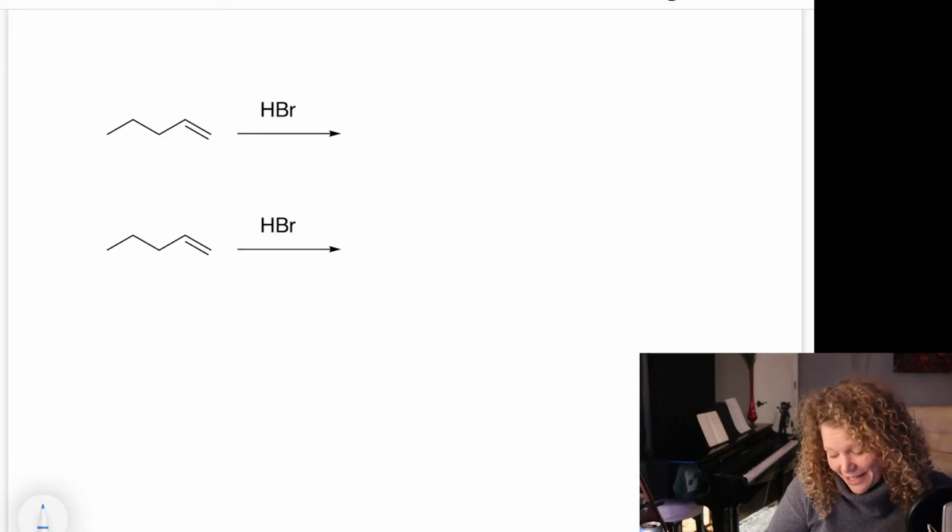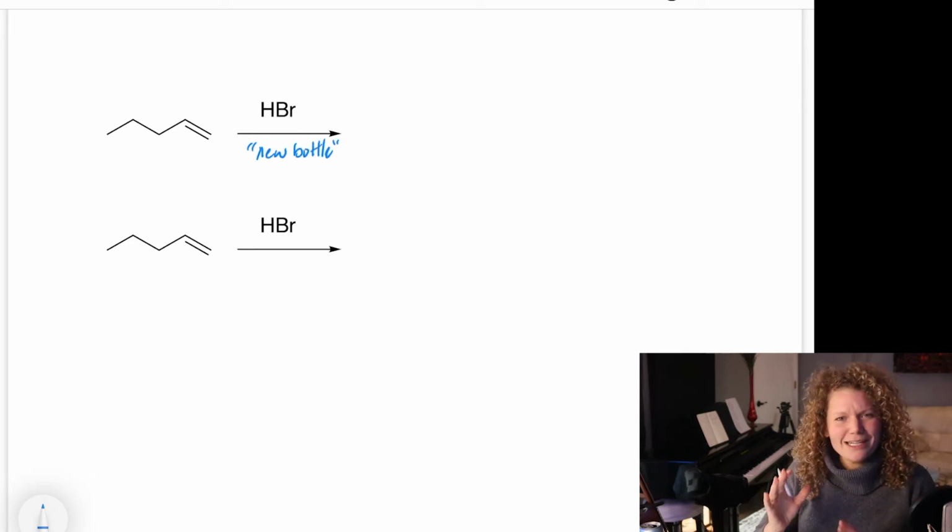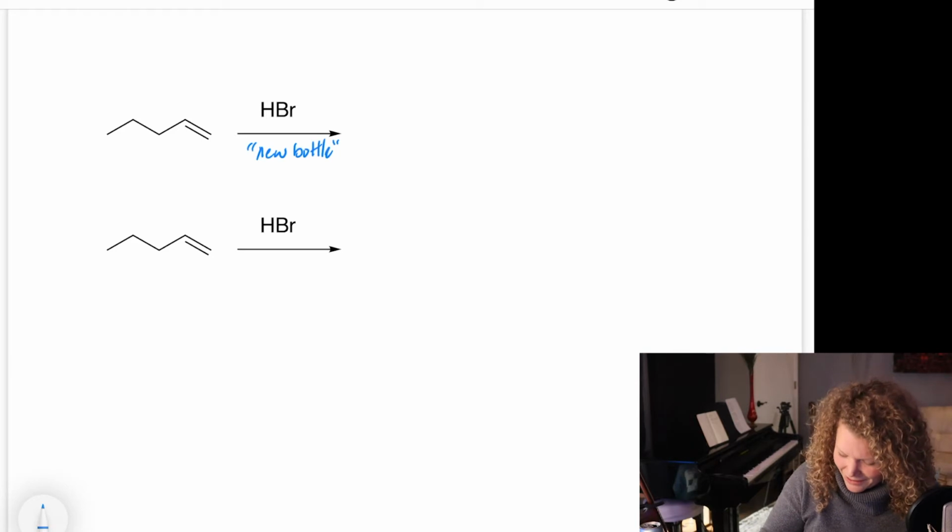Welcome to Organic Chemistry, where everything on paper makes sense, but then sometimes you get into the lab and it doesn't make sense. I'm going to show you two examples of this. Same reaction. The top example has HBr and an alkene, but we're going to be using a new bottle. Brand new bottle off the shelf. We're going to get the chemistry we expect, all right?